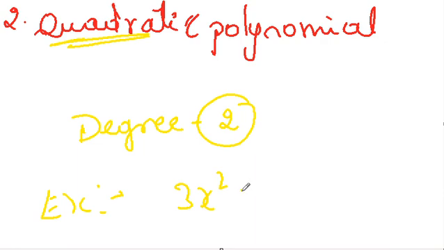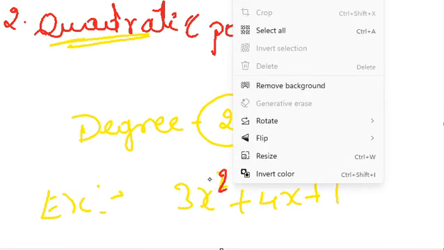For example, you can give any example. Here I am going to give 3x square plus 4x plus 1. Here the variable is x. What is the highest power of the variable here? Two powers you'll get. Here 1 is there, here 2 is there. 3x square.